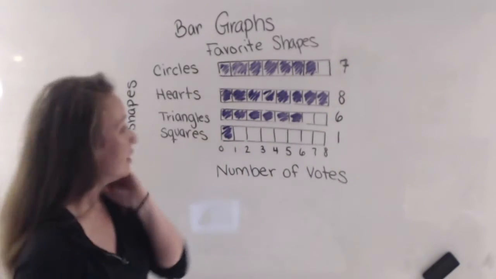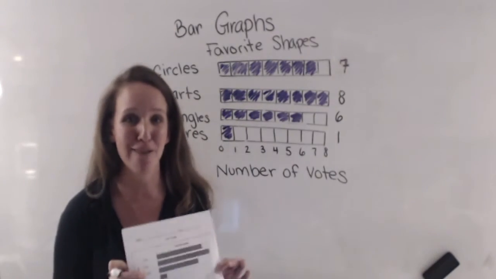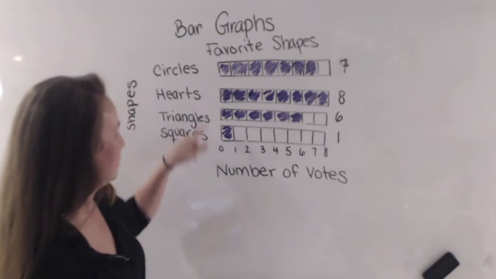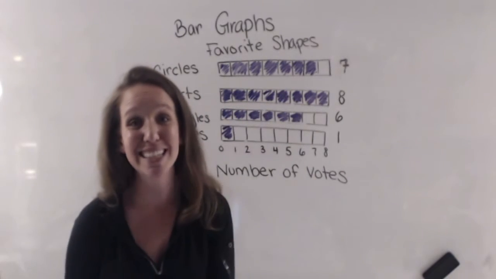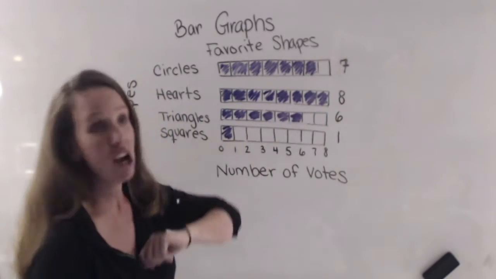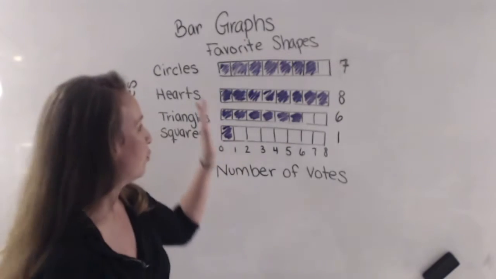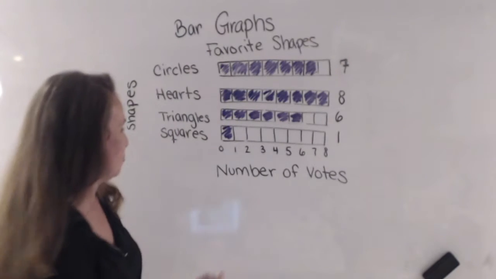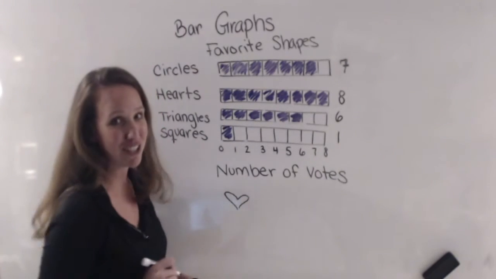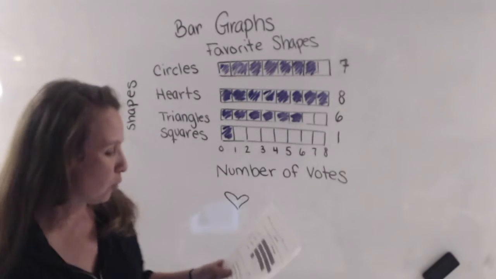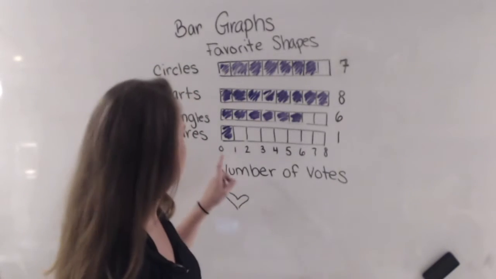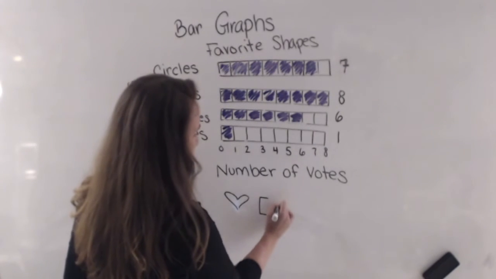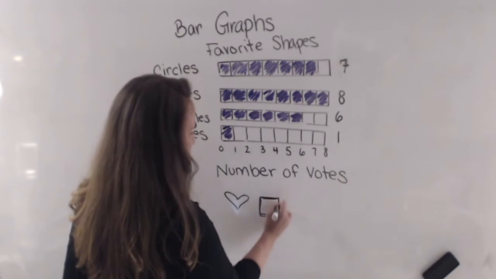So, now, let's go through the questions that we have on our paper. Which shape has the most votes? Well, take a look here. You can see it without even looking at our numbers. Hearts had the most votes. It was filled further than anything else. So, the shape with the most votes was the heart. Now, which shape had the least votes? The square, poor square. The square has the least votes.